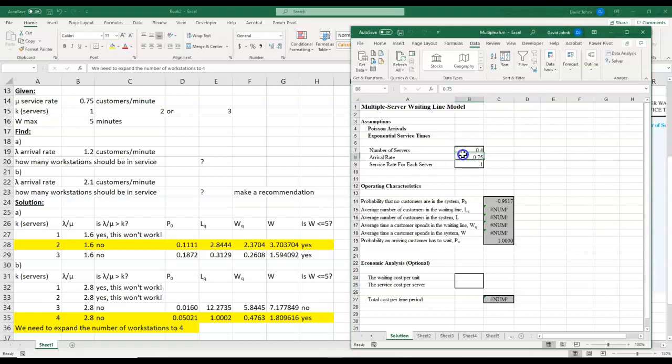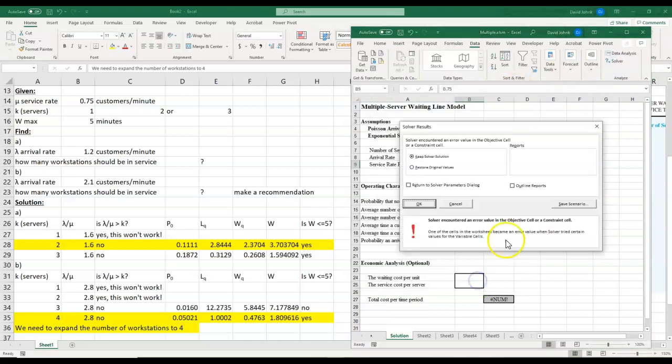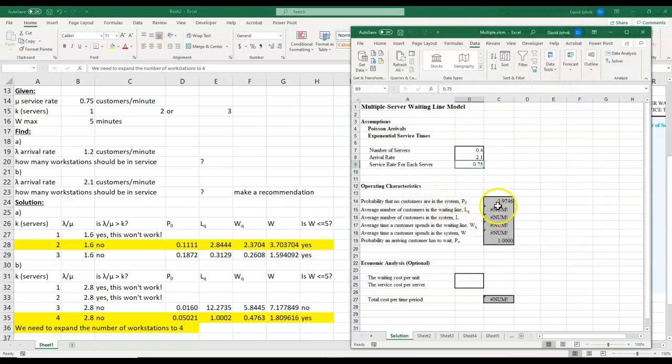oh, you know what, I forgot to change some things. The arrival rate is 1.5, and the service rate is 0.75. No, in this case it was, what was it, 2.1? The arrival rate is 2.1, and the service rate is 0.75. So let's try it again. Solve. Okay, so what happened here? Let me change this to something that makes sense first. I'll put it to 3, solve.